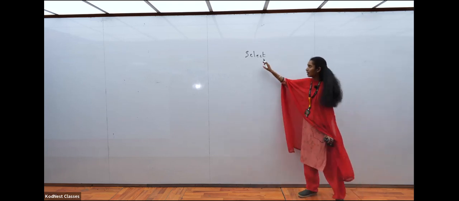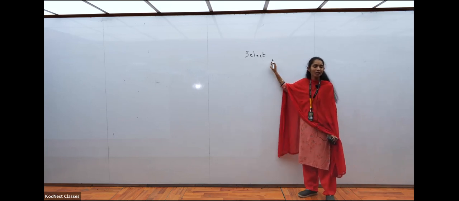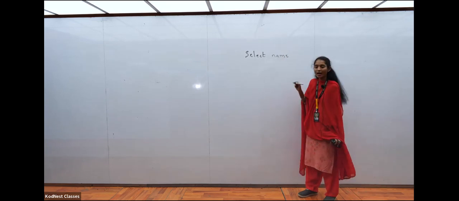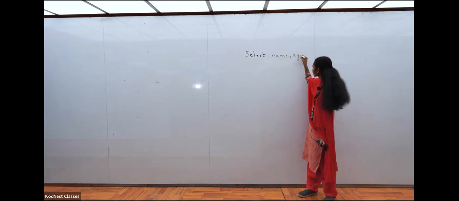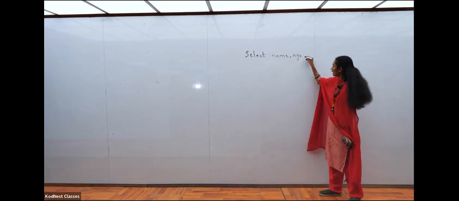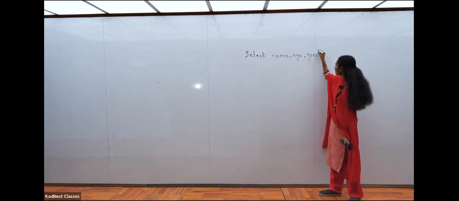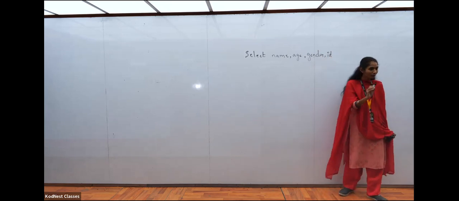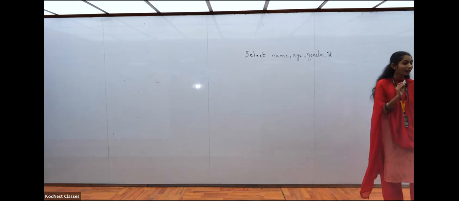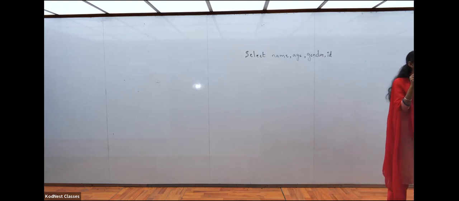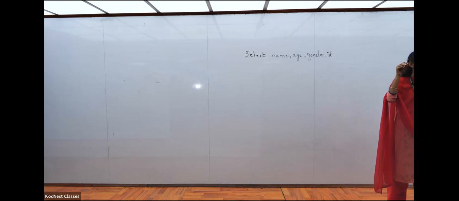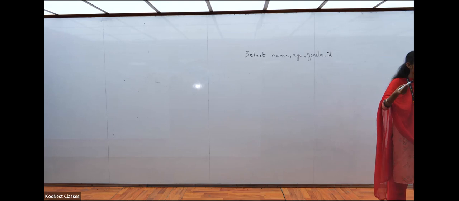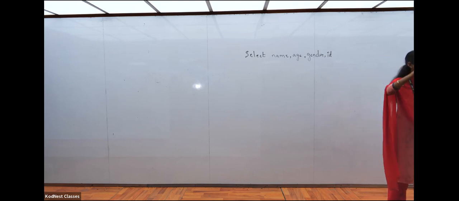So here I will say select, and I want you to select the name, the age, the gender and the ID. Whatever you want to select, these facts and figures are present in the columns. The facts and figures, whatever we have inserted, we have inserted into the columns, right?